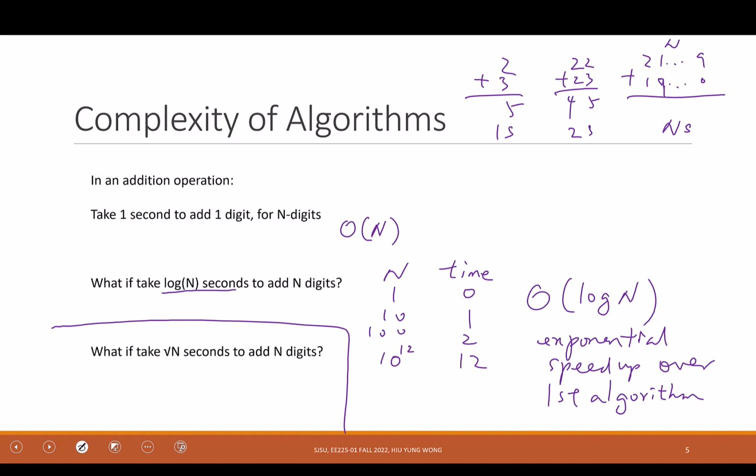Now, some algorithms are not so great. That is what it does. For 1, it takes 1 second. For 2, it takes square root 2 seconds. For 100, it takes square root 100 seconds. So what is 1 trillion?